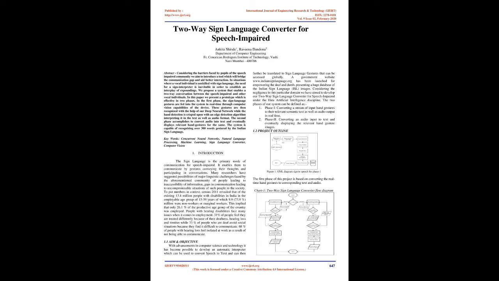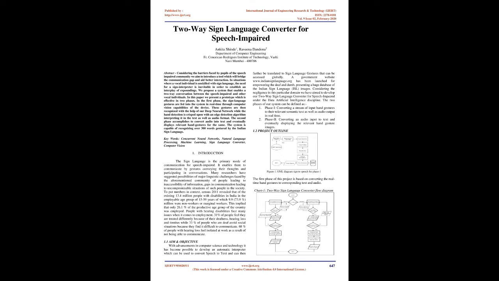In the first phase, the sign language gestures are fed into the system in real time through computer vision capabilities of the device. These gestures are then recognized with the help of our deep neural network, while the hand detection is crisped upon with an edge detection algorithm, interpreting it in text as well as audio format. The second phase accomplishes converting audio into text and eventually displays relevant hand gestures for the same. The system is capable of recognizing over 300 words gestured by the Indian Sign Language.